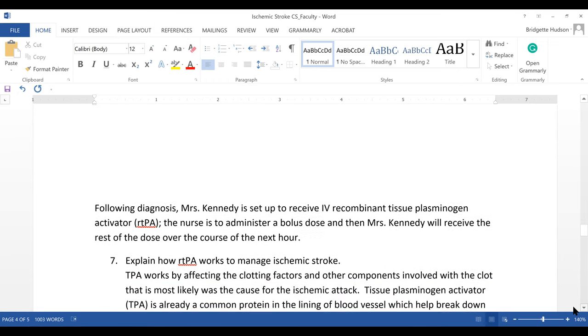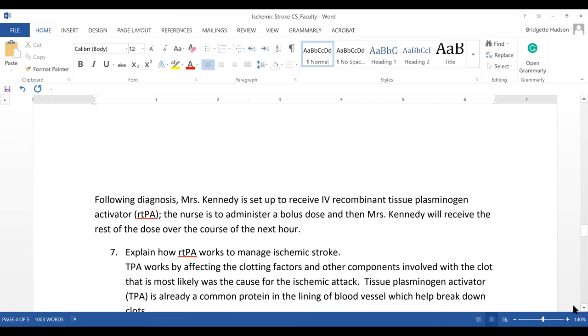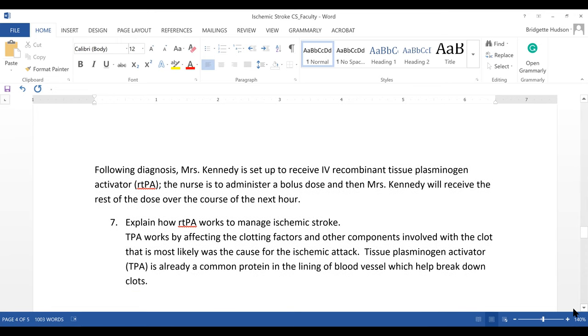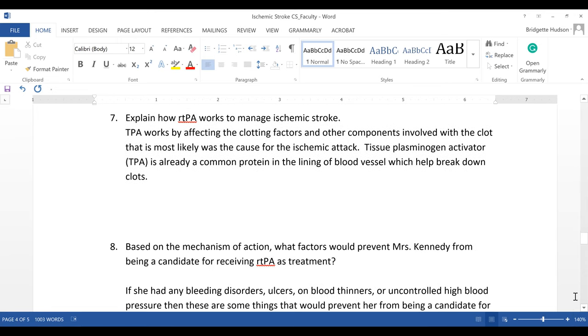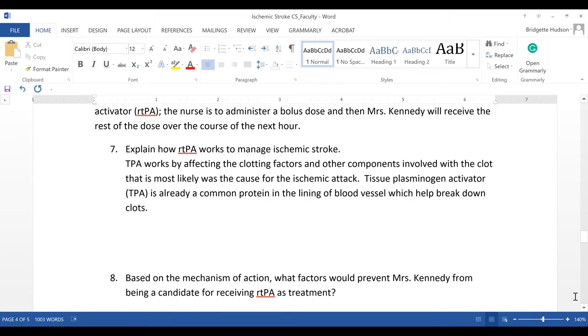So it affects the clotting factors and other components involved with clotting that is most likely to cause an ischemic attack. So TPA is a common protein in the lining of the blood vessels to help break it down. So we're just going to give a bigger dose of it. So based on the mechanism of action, what factors would prevent Ms. Kennedy from being a candidate to receiving TPA? And this is important.